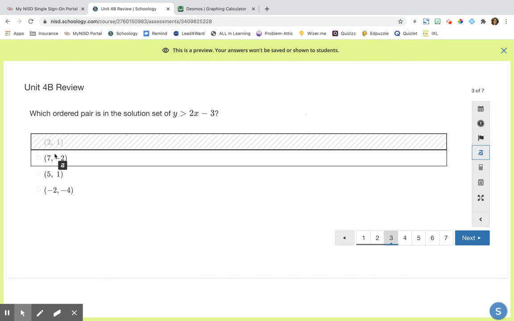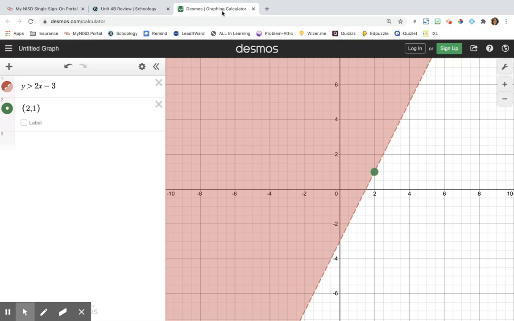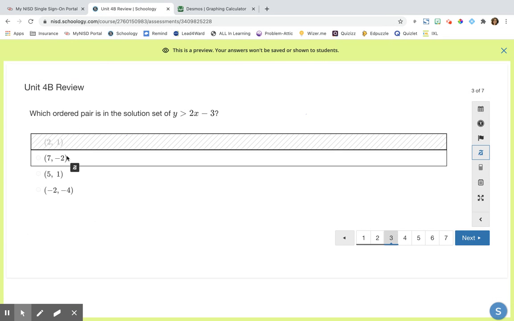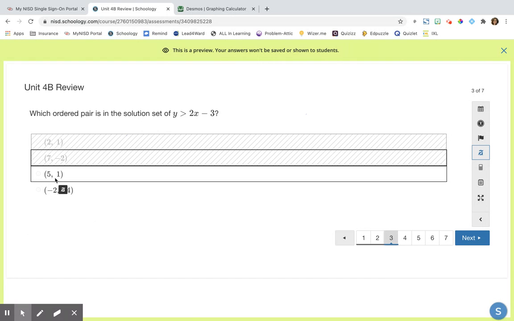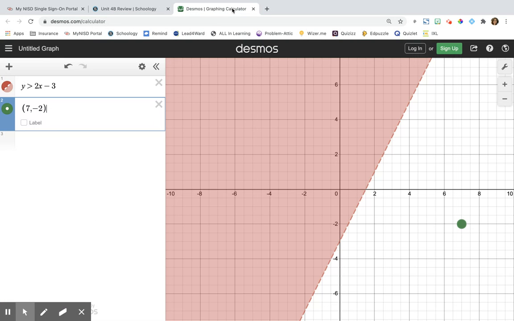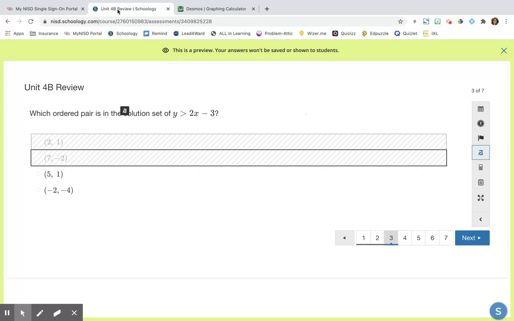Let's go to the next one, 7 comma negative 2. So I'm going to fix this, 7 comma negative 2. Okay, so then that one is in the white part. That's completely away from it. So again, this is not a solution. So I'm going to go back and cancel out that one. Let's look at the next one, 5 comma 1. Again, that's in the white part. It's not shaded in. It's not a solution.